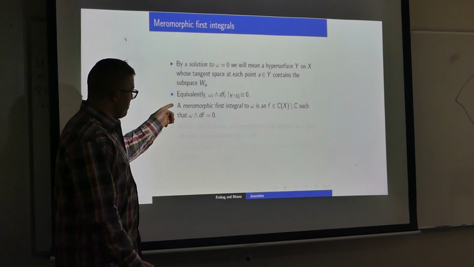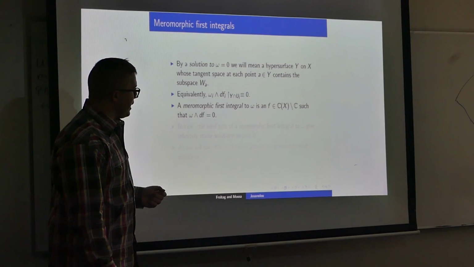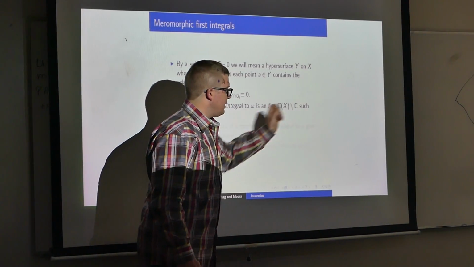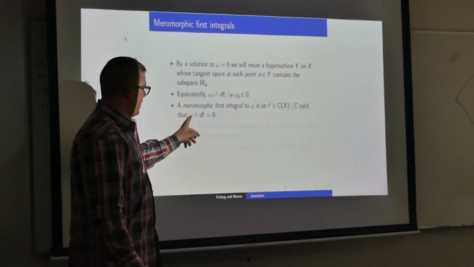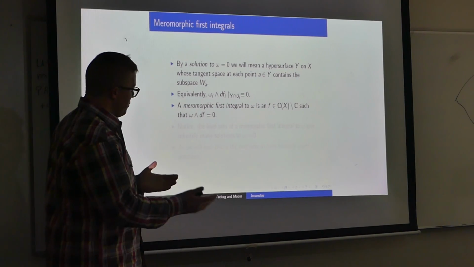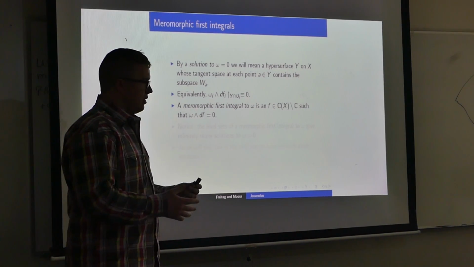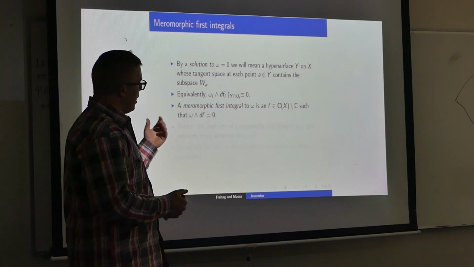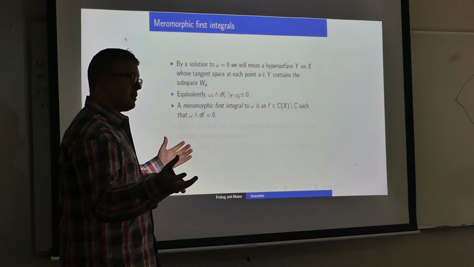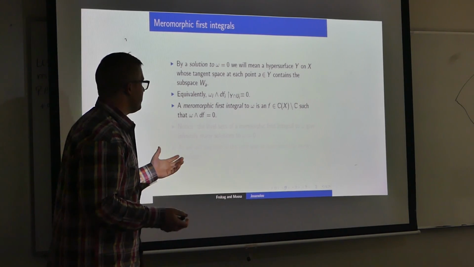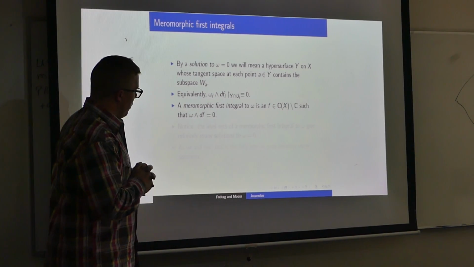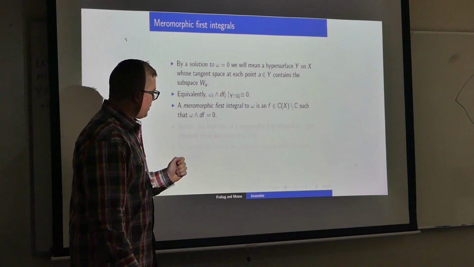So we'll define a meromorphic first integral for omega to be some f in the function field, but non-constant, so that this wedge product is 0. If you think about this, what it means is that f is a map from our variety X to affine 1-space, or to projective 1-space, if you like, so that when you take this wedge product, you get 0.